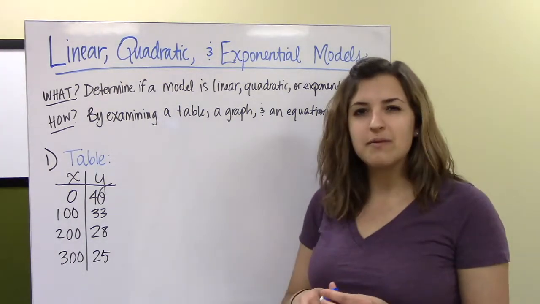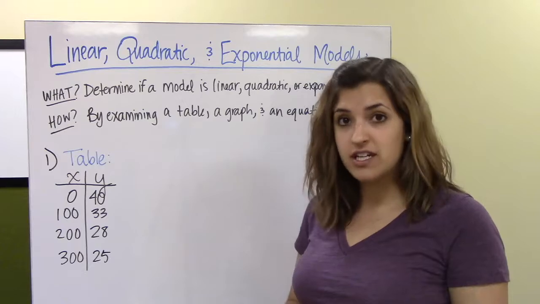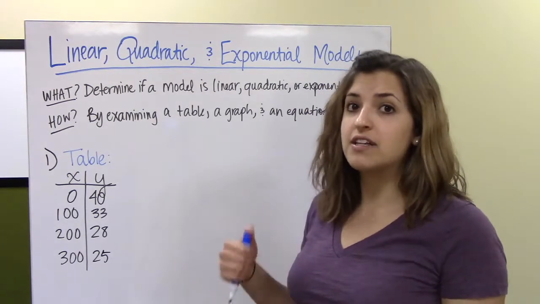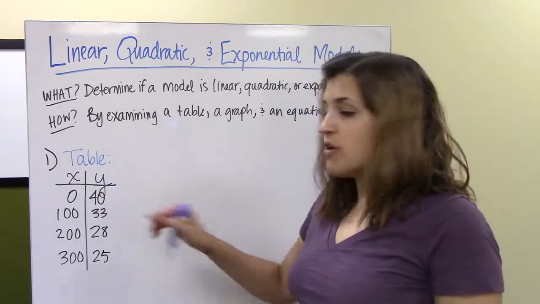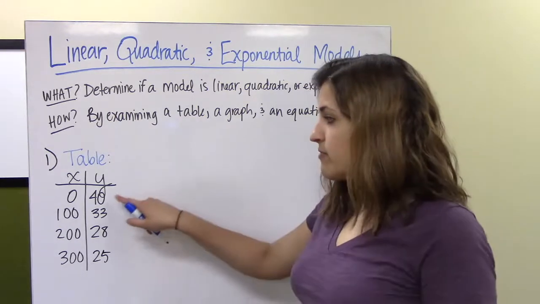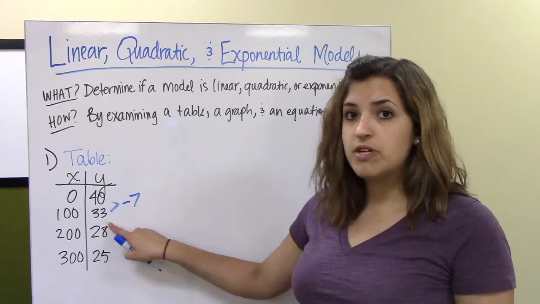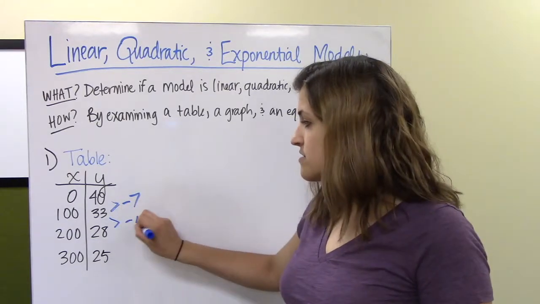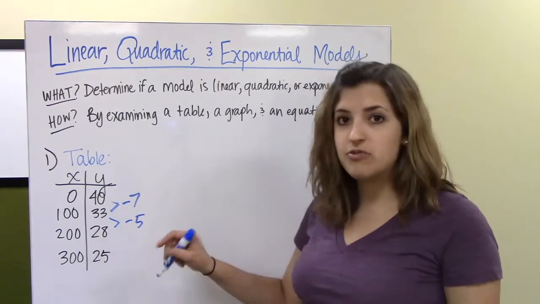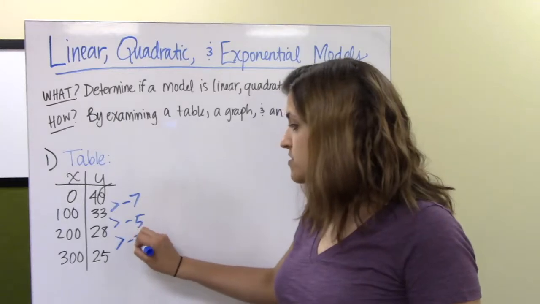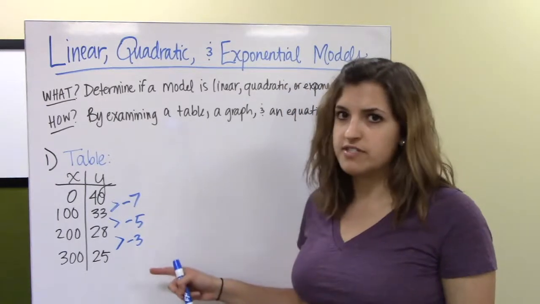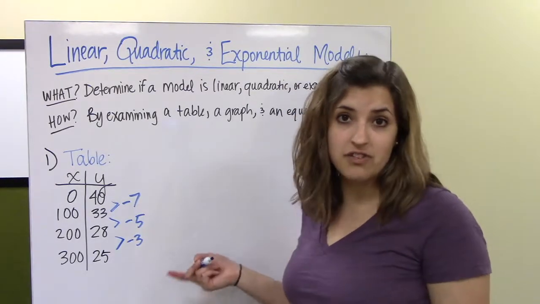It's always good to examine differences first if you can, because ratios might get a little more difficult. So let's see about our differences here. We go from 40 to 33. That's a difference of -7. From 33 to 28, that's a difference of -5. And from 28 to 25, that's a difference of -3. Clearly, our first differences are not the same, but let's look at our second differences.